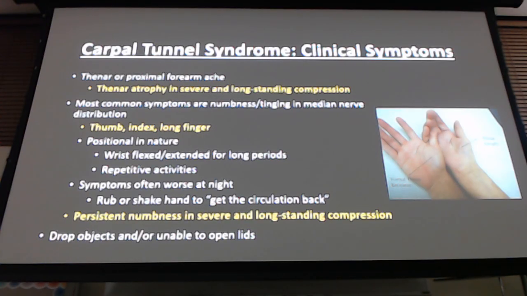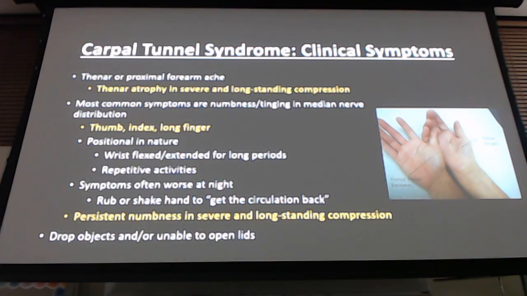So, clinical symptoms. How do you think they're going to present? We already kind of talked about this, that thenar atrophy, or hypothenar atrophy, can present in long-standing cases. If somebody presents with that atrophy demonstrated in that picture there, do you think you're going to refer them 100% of the time? Yes, because that's a long-standing injury, right?